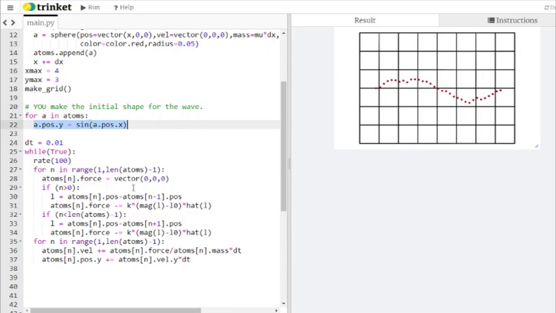And so in our animation loop, what we're looking for is the force that each atom experiences. Each atom experiences a force based on its two neighbors. So if I'm atom number n, then I'm looking for the atom to my left, that's atom n minus 1, and I'm looking at the atom to my right, atom n plus 1, right? So if I'm this atom, I'm concerned about my separation from this atom and this atom. I don't really care about the atoms over here because I'm not connected to them directly. They're all connected through each other, but I only have two nearest neighbors.